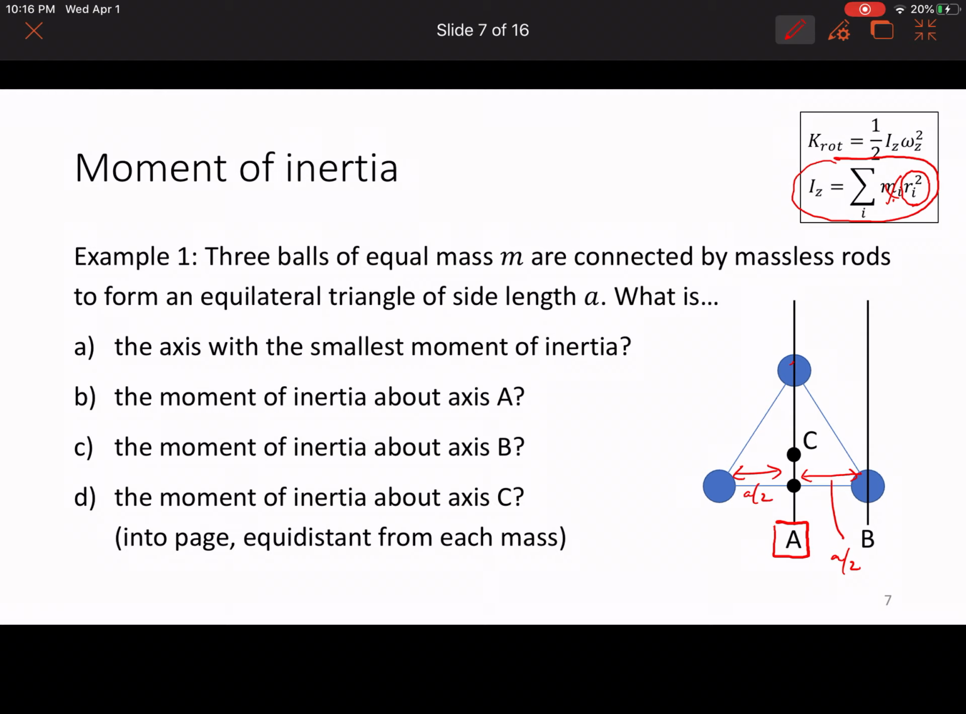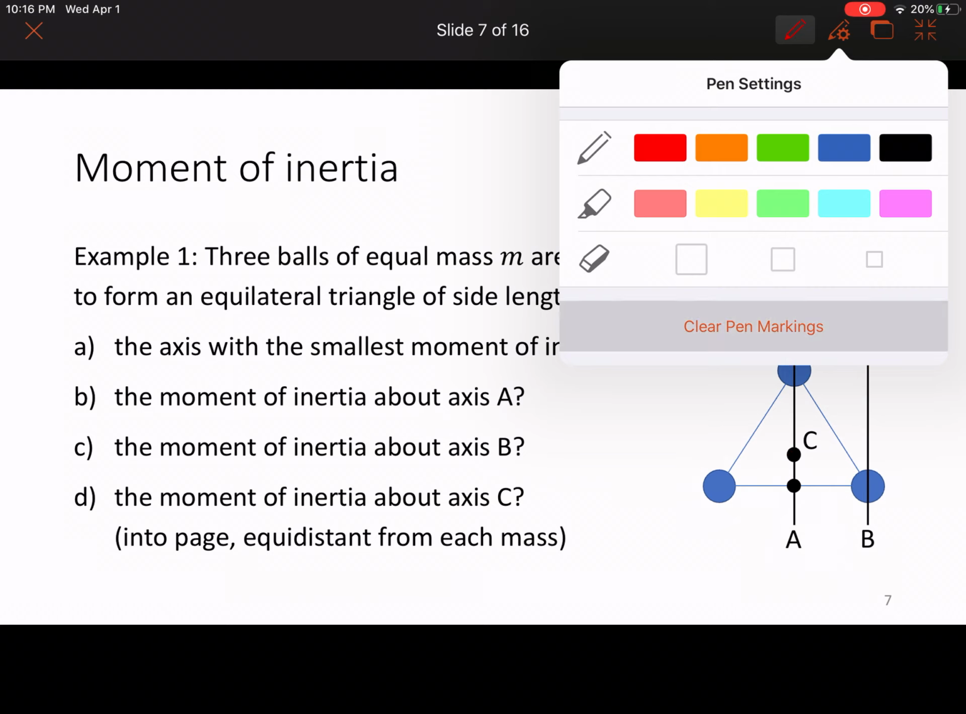By contrast, axis B has 0 distance from one, a over 2 to another, but then all of a to this third object. So that's a pretty large mass. And with axis C, it has non-zero distances for all of them, and each of those distances is a little bit longer than a over 2. So when you add these all up, it's going to be a pretty large moment of inertia as well.